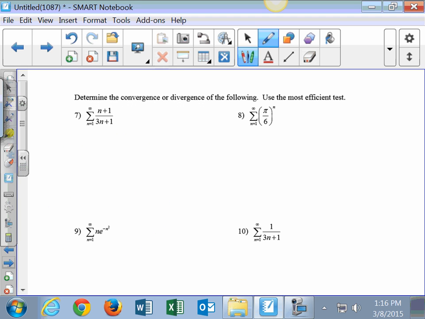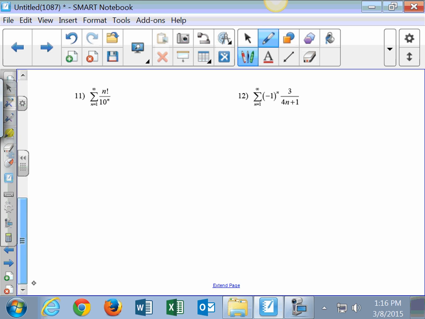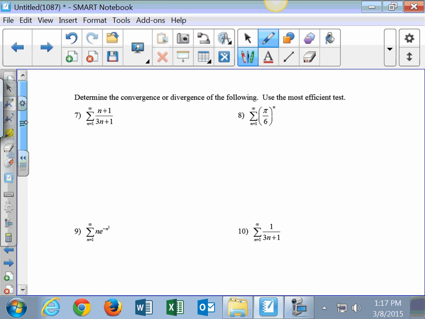Then on this next page, 7 through 12, I've got some things mixed up, so you can use a variety of different tests on these, and I'd like you to practice those. I'm going to write out my solutions here, so stop the video, and you can check them at the end of the period. I will also leave the answer key with the sub, which may be more time efficient.